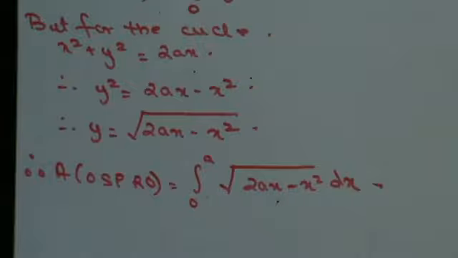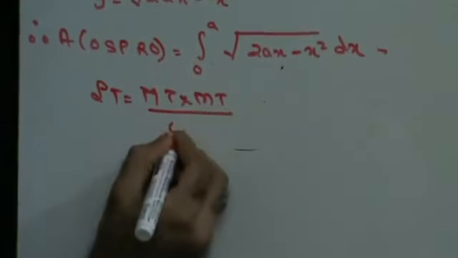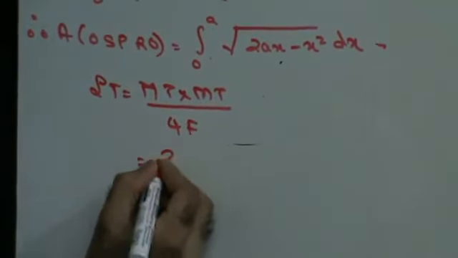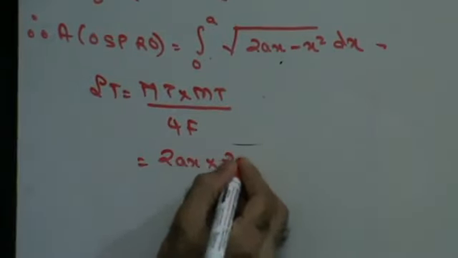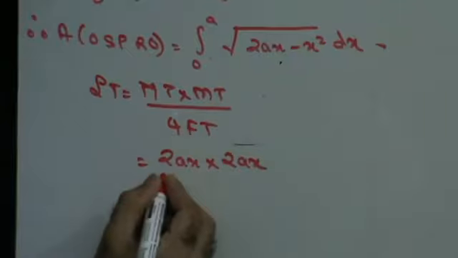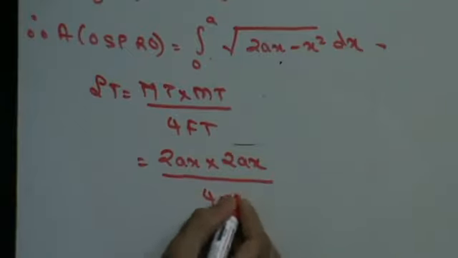This is quadratic. X square means quadratic. In that case I need to find out the last term. Last term is given by the formula middle term into middle term upon 4 times first term. So that is 2ax into 2ax upon 4 times x square.